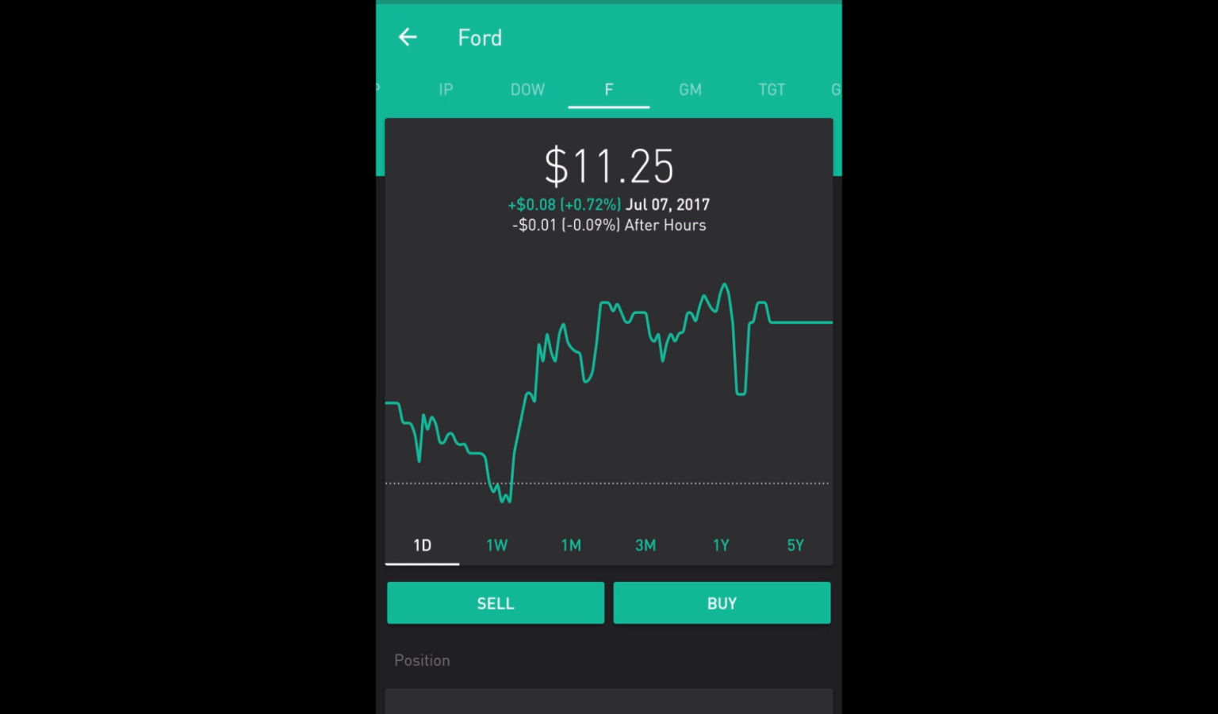Today I wanted to quickly talk about the functionality in Robinhood with regards to putting in buy and sell orders. I've noticed in the comment threads a lot of new viewers on the channel, a lot of new investors on Robinhood, and a lot of you guys have been a little bit unclear on the different types of buy and sell orders that can be placed in Robinhood.